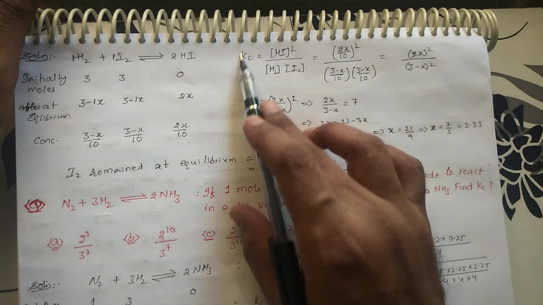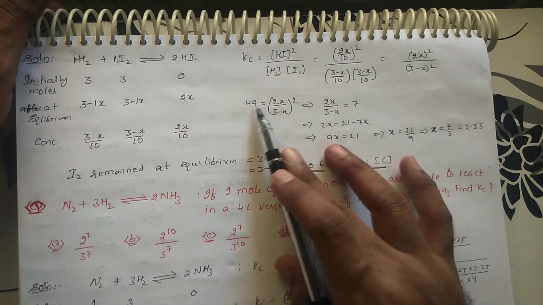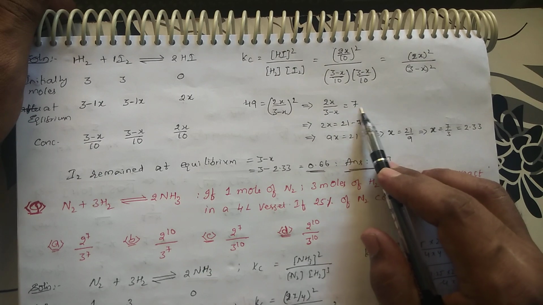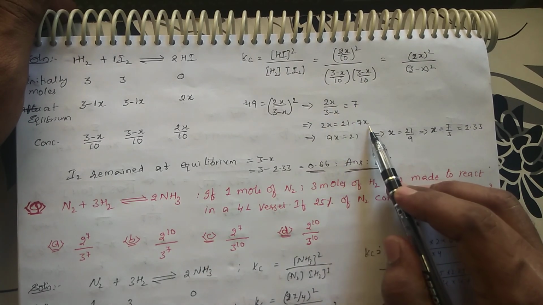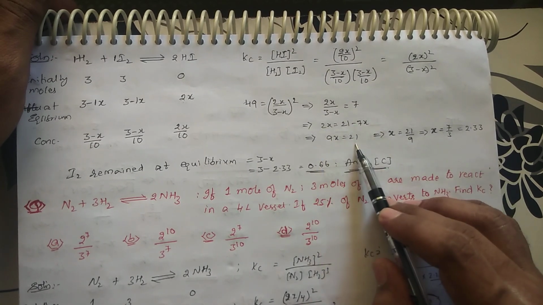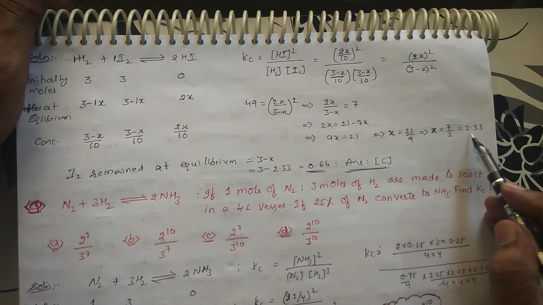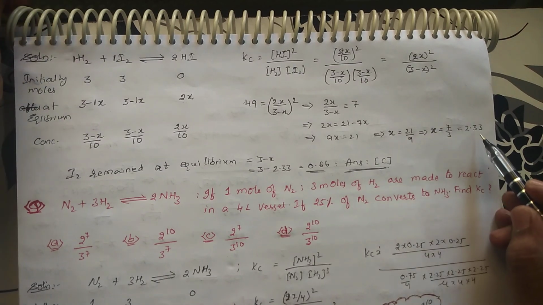So we know that Kc value is 49. So (2x/(3 minus x)) whole squared is equal to 49. If you send this square to that side, what happens? Root. So it becomes 2x by (3 minus x) is equal to 7. 2x will be equal to 7 into (3 minus x). It is 7 3s are 21 minus 7x. So 9x will be equal to 21. x will be equal to 21 by 9. x is equal to 7 by 3. It is 2.33. Okay. Answer is not 2.33.